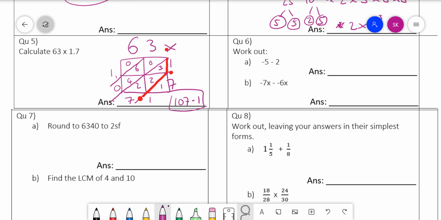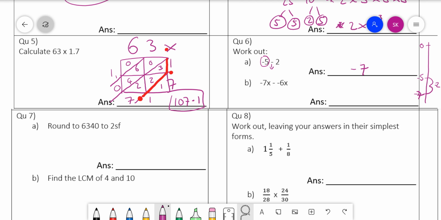Question 6a says work out -5 minus 2. So I'm starting on my number line at -5. I'm going down by 2. So the answer is negative. Down by 2 takes us to -7. The answer is -7.